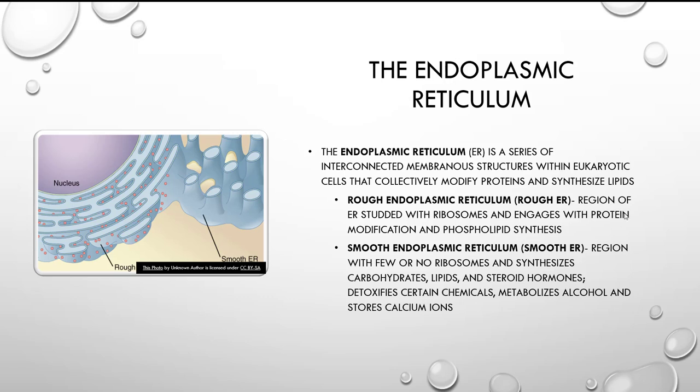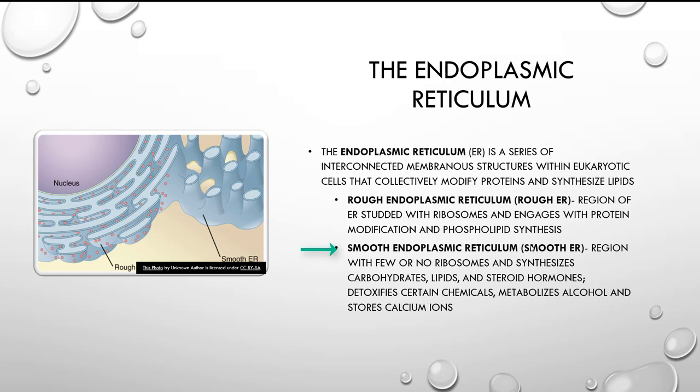So the rough ER part is going to be engaging with protein because of the ribosomes, manufacturing proteins, and then that membrane part is going to be taking those proteins, modifying them, and also making phospholipids. Okay. And then you can see, continuing with the membrane part, we start losing the ribosomes, but we continue with the membrane. So this transitions into the smooth endoplasmic reticulum.